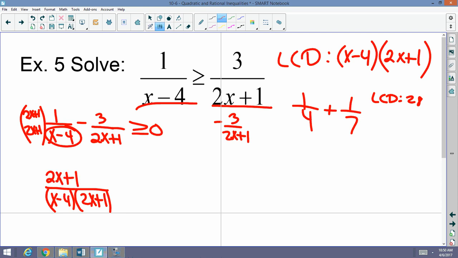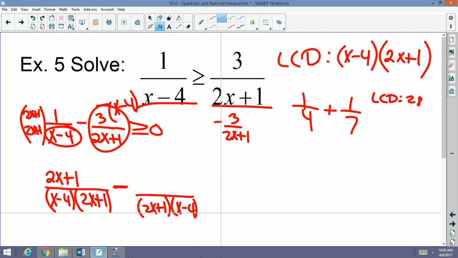2x plus 1 minus, what do I have to multiply to this guy? What is it missing? An x minus 4. Very good. So I'm going to multiply an x minus 4 to top and bottom here, and I'm distributing a negative 3. So this is plus a negative 3x plus 12.